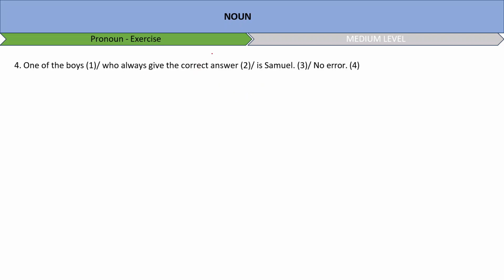Next, one of the boys who always give the correct answer is Samuel. So Samuel is one of the boys who always give what? Who always give correct answer. So I think we are using who for a human being here. One of is followed by a plural noun, and who represents a person, Samuel, who gives the correct answer, and the verb followed is singular, which is appropriate. So this question has no error.